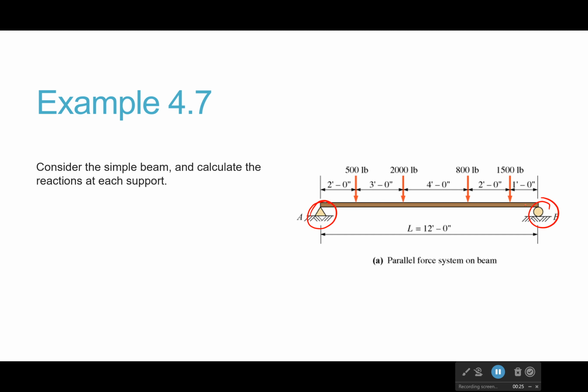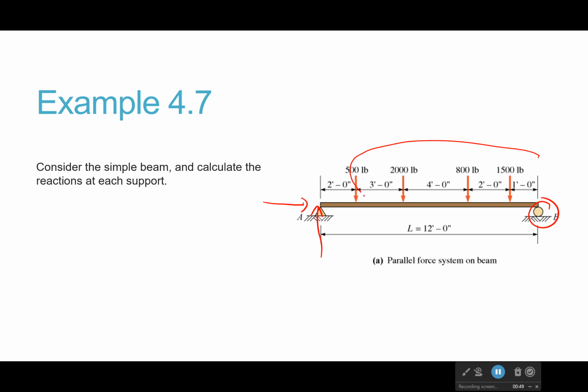What does a pin support do? Well, if I replace that, I'm going to get a vertical force and a horizontal force. Why did I draw these up and to the right? I did that simply because that's what I usually set as positive. You can do it in any direction you want, and if you draw it in the wrong direction, you'll just get a negative number and you'll be able to switch your arrow and switch your sign.